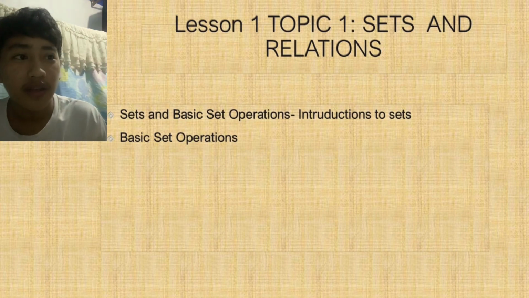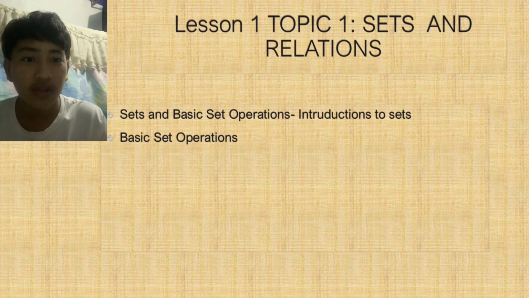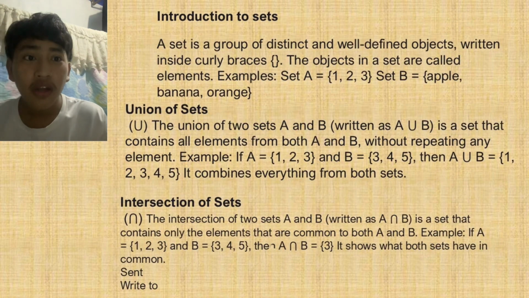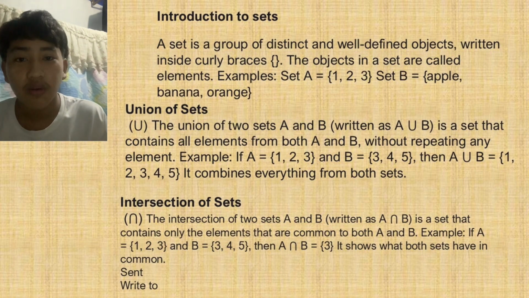Lesson 1, topic 1: sets and relations, set and basic operations. Introduction to sets and basic set operations. A set is a group of distinct and well-defined objects written inside curly braces. The objects in a set are called elements. Examples: set A is {1, 2, 3}. Set B is {apple, banana, orange}.